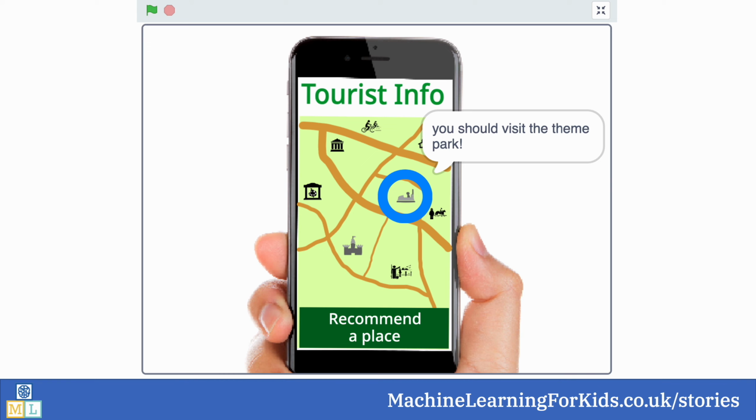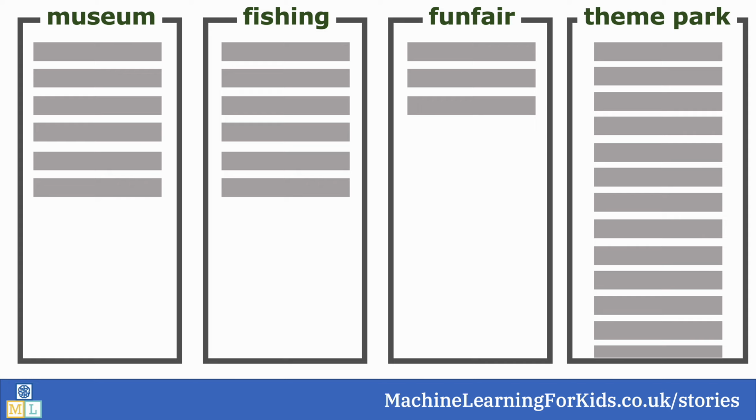Now, I'll ask the students why they think this happens, and they almost always immediately understand the cause. They might not use the same words that I would to describe it. They don't say things like bias, but they will say things like, well, I've told the computer the right answer is theme park loads of times, or I hardly ever told the computer the right answer was funfair. I've seen this be a real surprise to students.